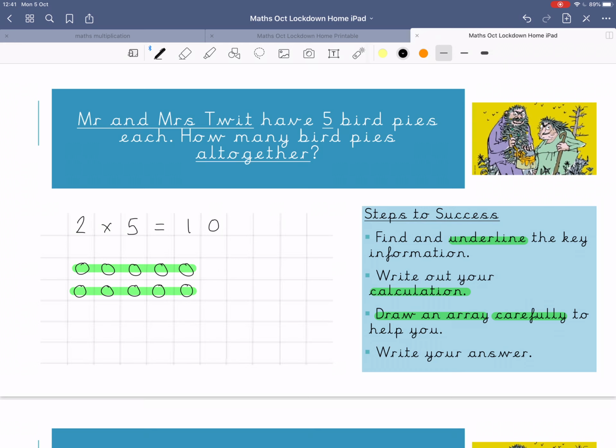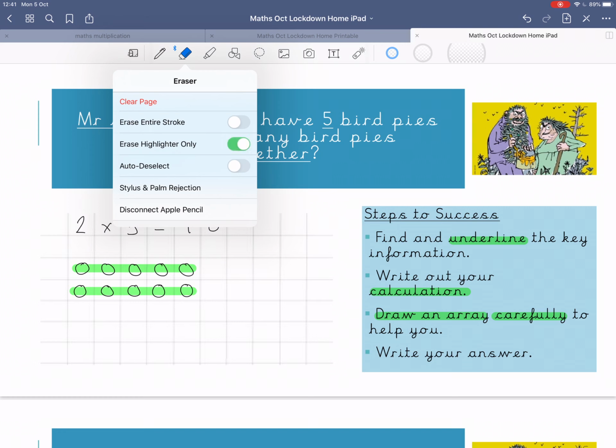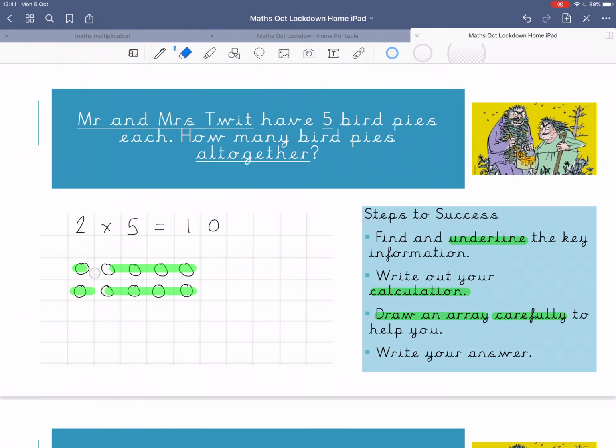Now I like this idea of looking back at the question and thinking about how we can actually answer what the question's asking us. The question's asking us how many bird pies altogether. So I want my answer to be written really clearly underneath. 10 bird pies. Okay, and there's my first one done. Right, let's see the next one.